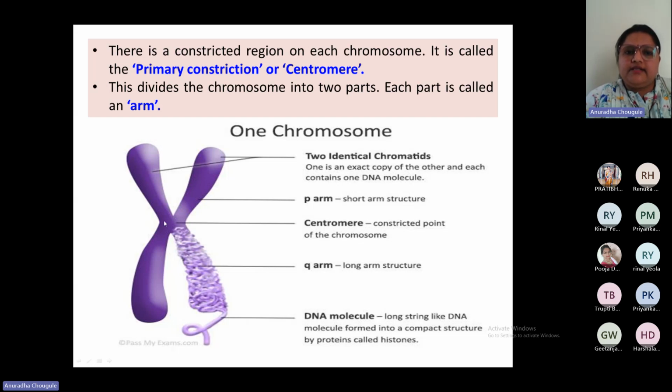If you observe this, there is a constriction on this chromosome, and remember, there is not only one constriction. The first constriction, around the middle, is called the primary constriction or centromere. From there the arms are divided. Whatever constrictions are present on the arms, not visible in this figure, there may be many on the chromosome, and all are called secondary constrictions. The primary constriction divides the chromosome into arms. One arm is called the P arm and the other the Q arm. The P arm is the shorter arm and the Q arm is the longer arm. This whole part of the chromosome is known as a chromatid, and this is nothing but our DNA molecule.